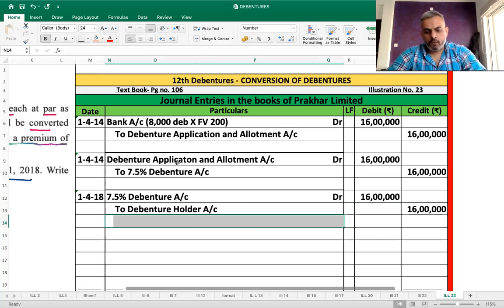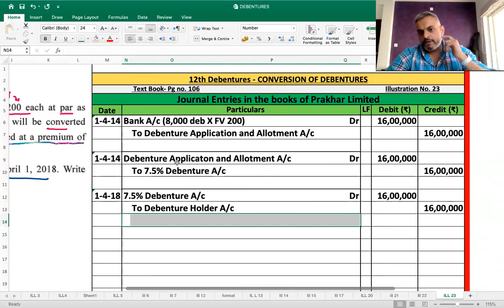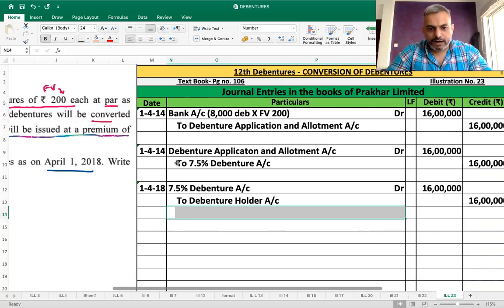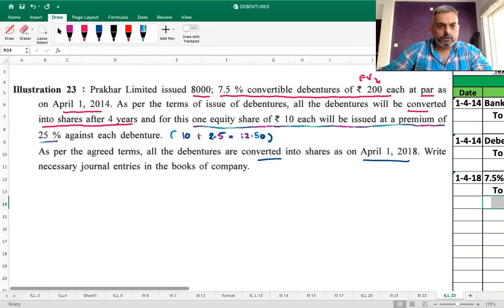Now we will have to do a working for this because we have to give 16 lakh to our debenture holders, but debenture holders are not going to get money against it. They are going to receive equity shares against this. So we'll have to do the working, find out how many equity shares we have to issue, which are to be issued at a premium. So what are the number of shares? So let's do a working. So working note 1.